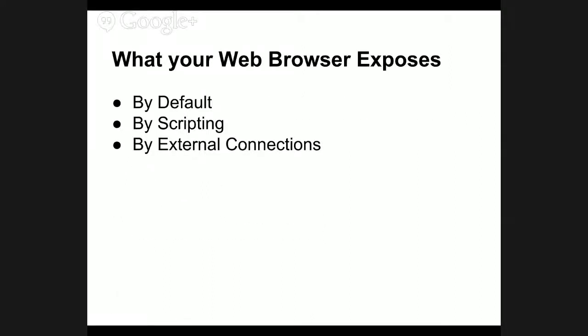So now we'll talk about what your web browser exposes when you go to various websites. We'll talk about, by default, basically as soon as you make a connection, what is displayed. Some of the things that you can do with scripting. And also we'll talk about external connections and what that implies.